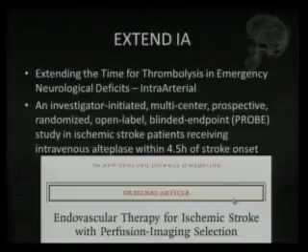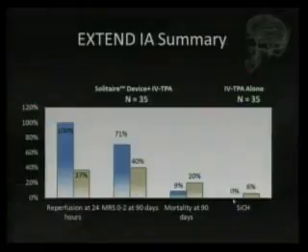Again, Extend-IA did the same thing. And it was also published. This was an investigator-initiated, multi-center randomized trial. They did a CTA 24 hours after both interventions, and they found that only 37% of the IV TPA patients were reperfused against 100% of the ones that went into thrombectomy. And the modified ranking scale was 40% versus 71%.